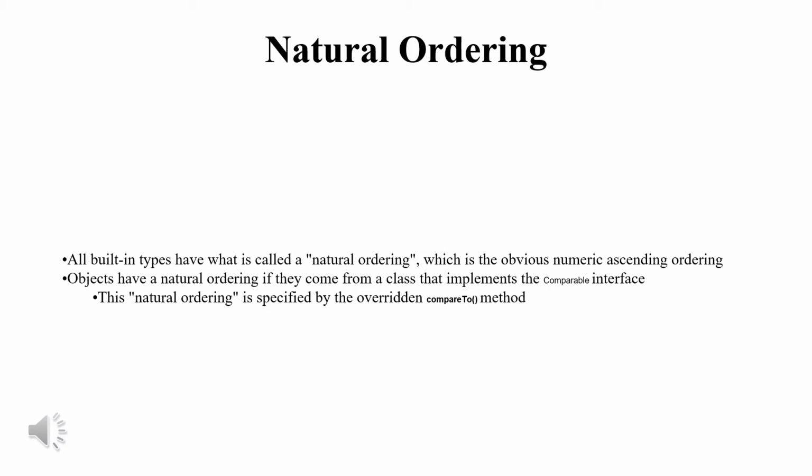Here we are going to talk about natural ordering. All built-in types have what is called a natural ordering. This natural ordering is actually a numeric ascending ordering. Objects have a natural ordering if they come from a class that implements the Comparable interface. This natural ordering is specified by the overridden compareTo method.